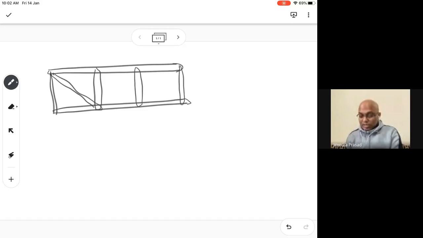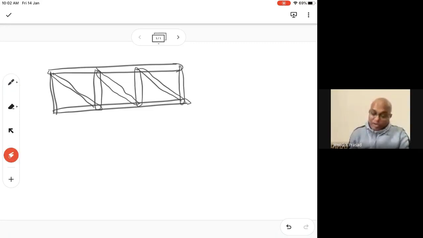Could be something like this. Not every member is connected to every member, but each will be connected to a few other members, such that this provides a strong structure for any kind of application, right? For example, for bridges, you see a lot of trusses used. Okay.